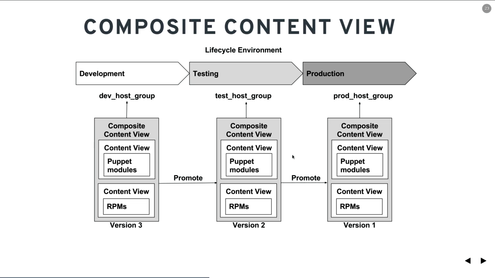content view. So effectively what you're going to end up doing is, on your development host groups, you'll have your RPM content view and your dedicated Puppet environment defined. But on your test and production host groups, you'll have that composite content view defined, and the Puppet environment would be the one that matches that composite.